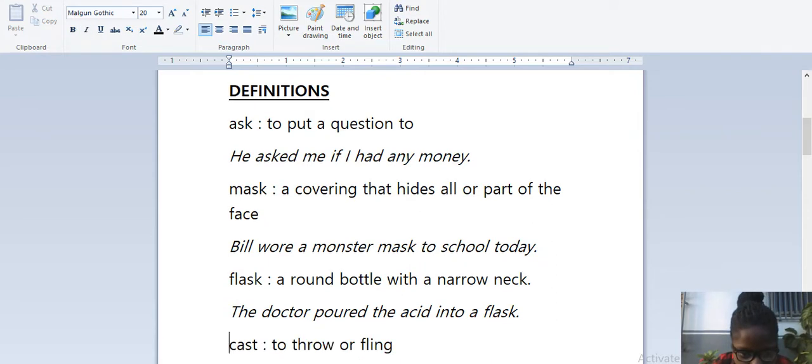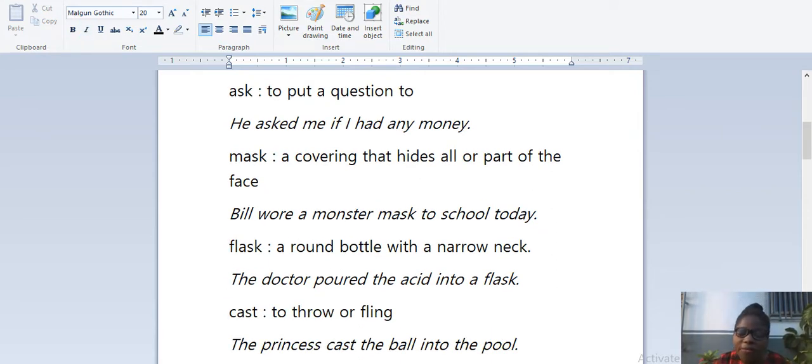Now let's move on to the next word, flask. A flask is a round bottle with a narrow neck. Now anything that's not narrow is wide. Something that is narrow occupies a little space. Something that is wide occupies a lot of space. So bottles that have narrow necks and are round are called flasks. So this word is flask.